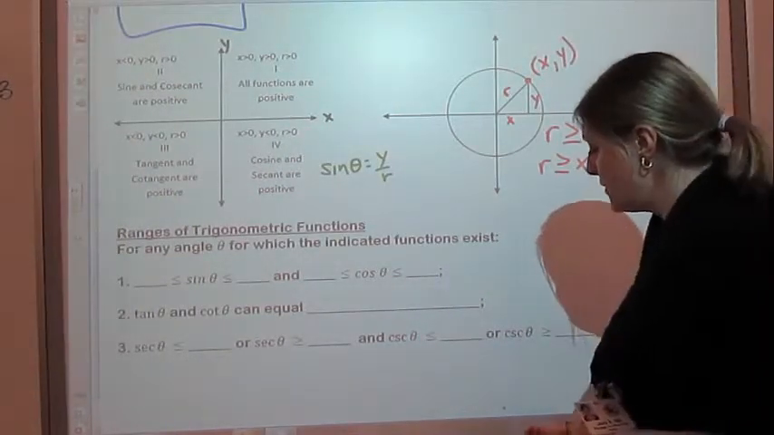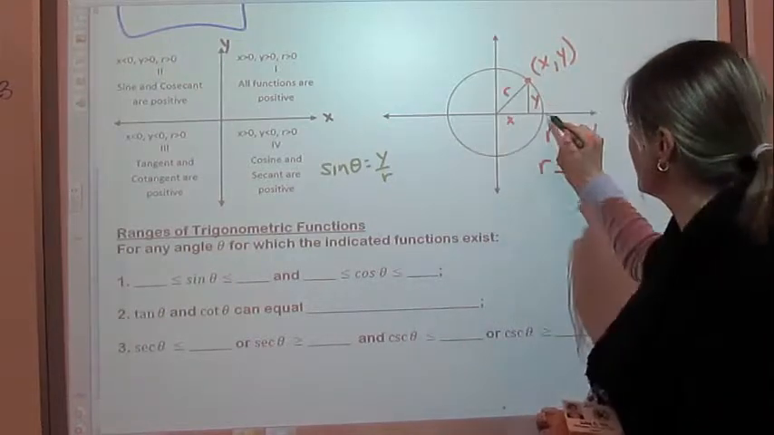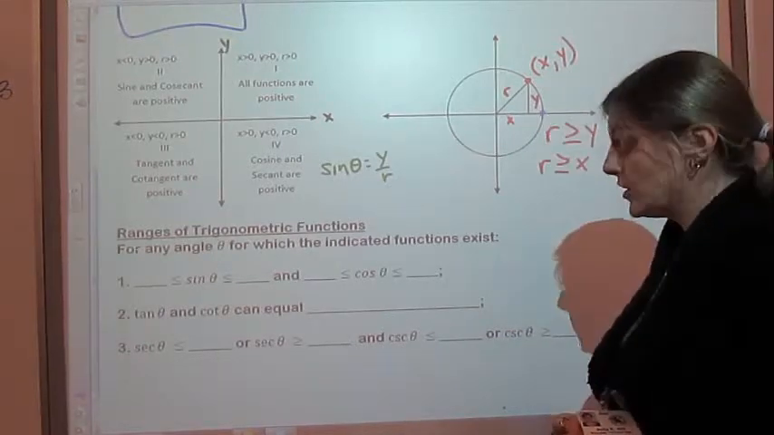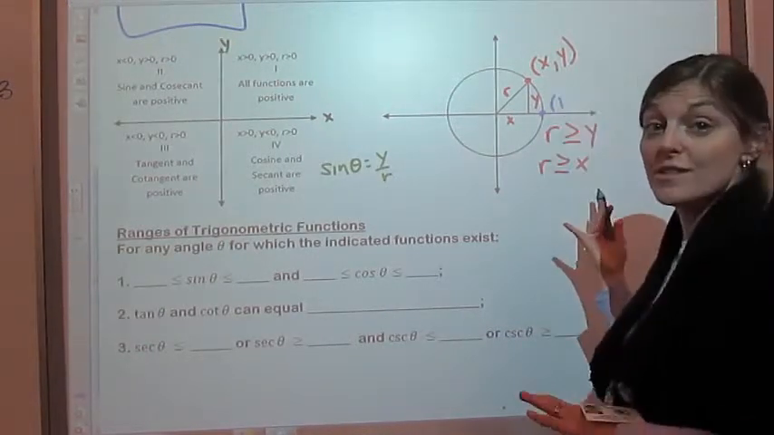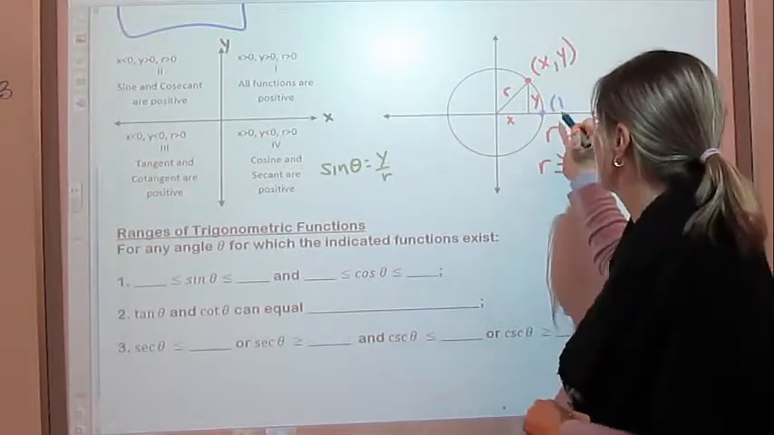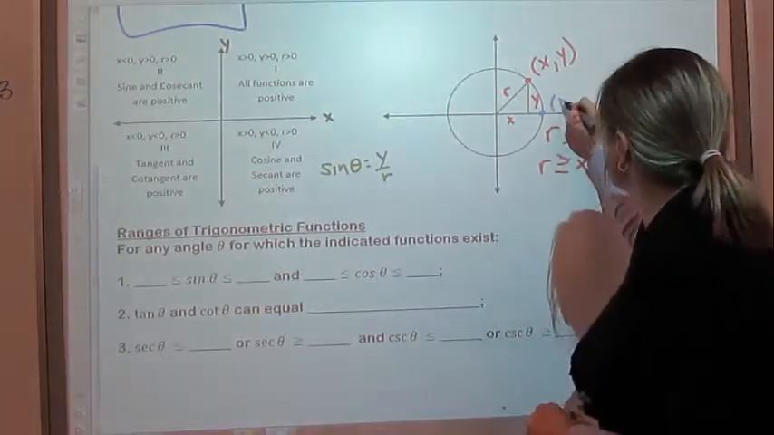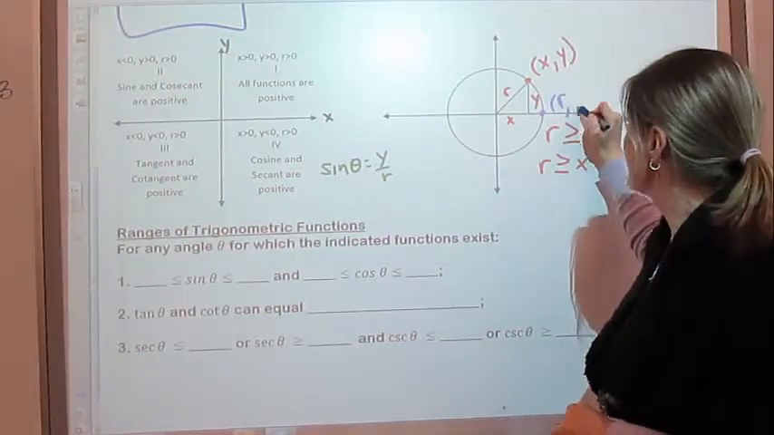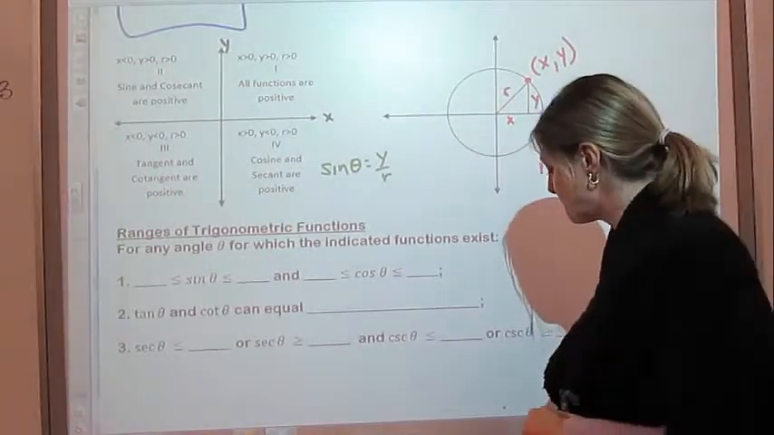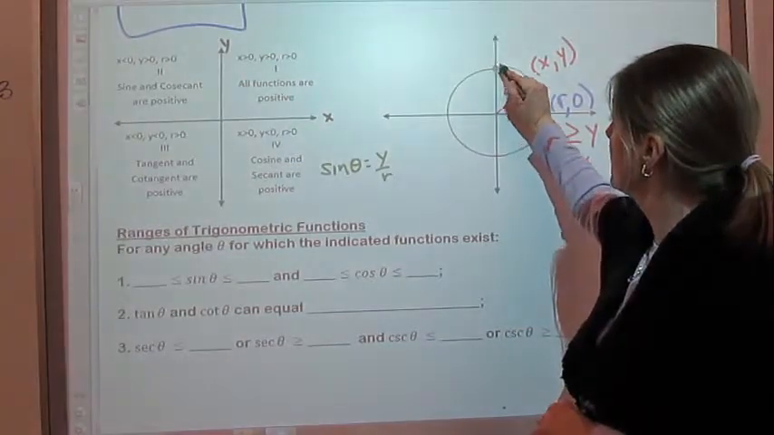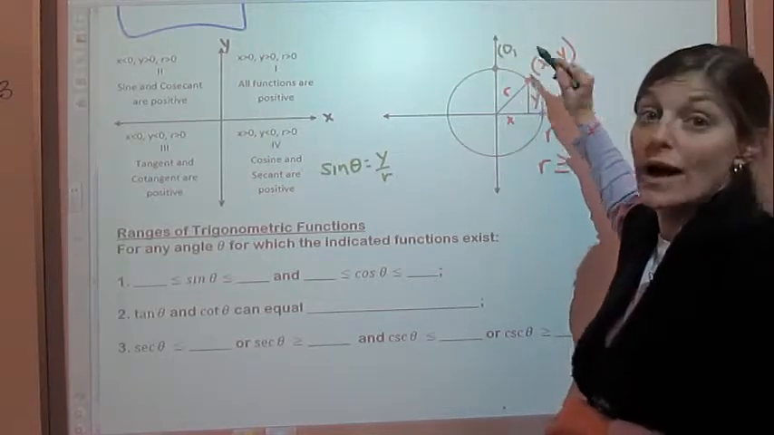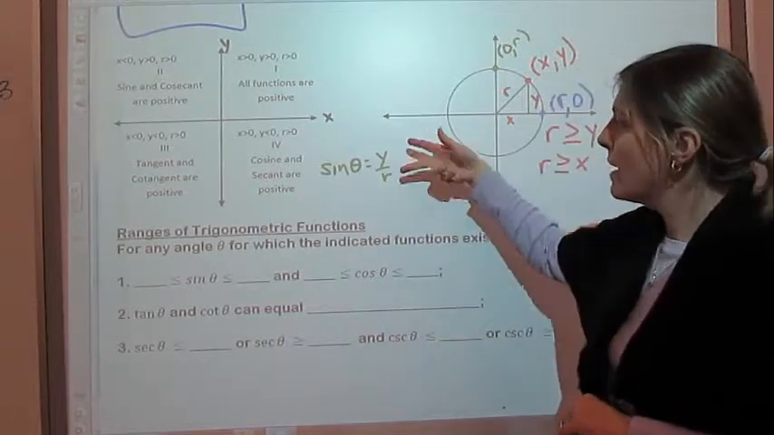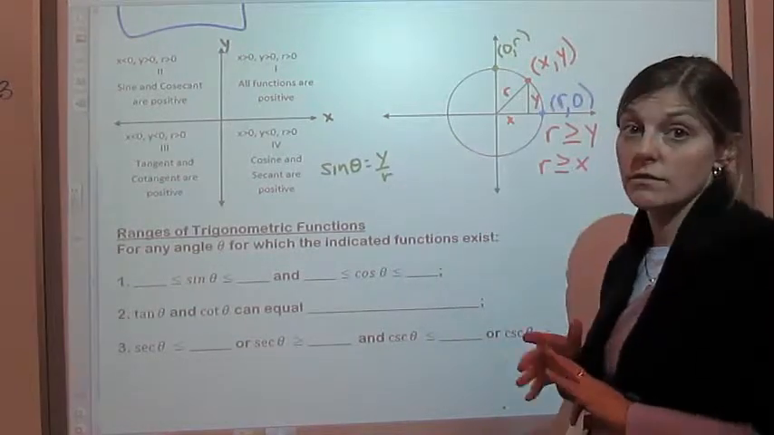Because remember, let's say your r is right here, your x value is r, it's the same as the radius, and your y value is 0. If you come up here, now your x value is 0, and your y is the same as r. All right, so remembering that the sine is y over r.